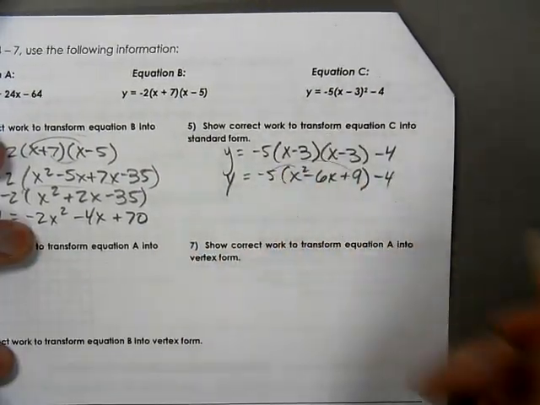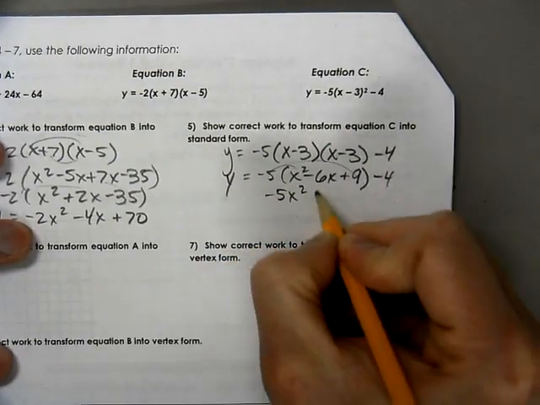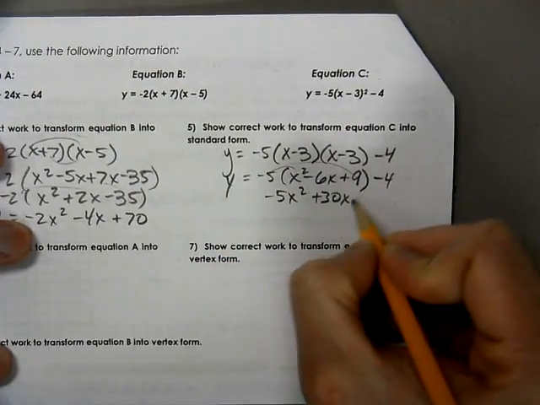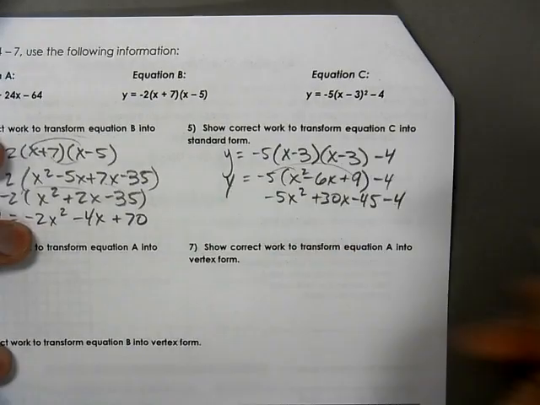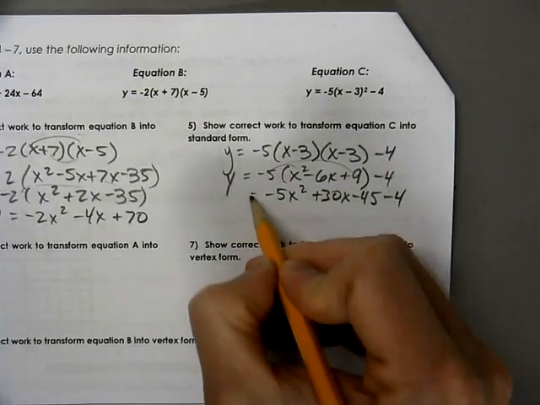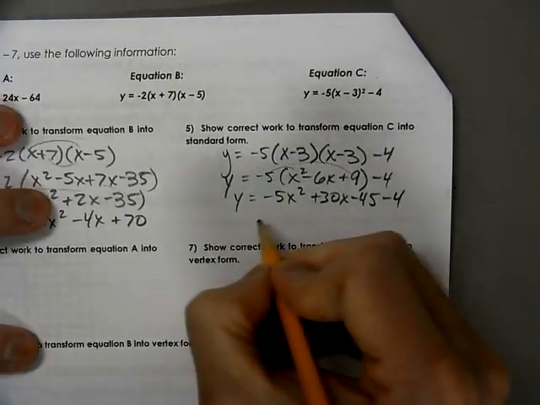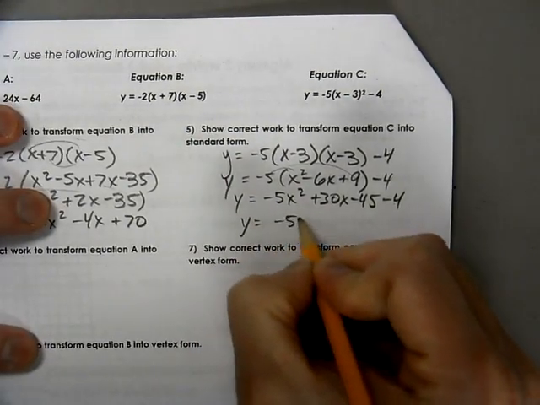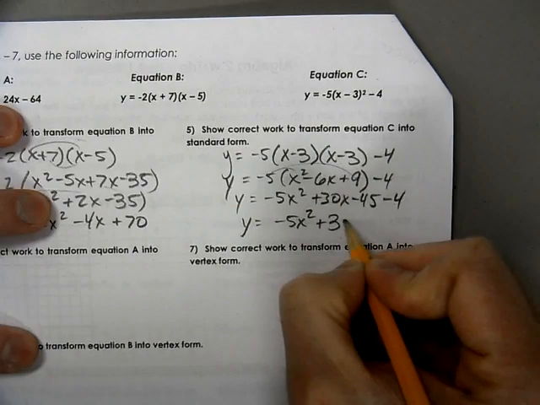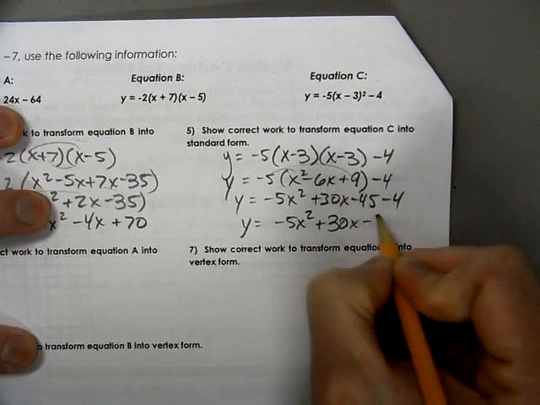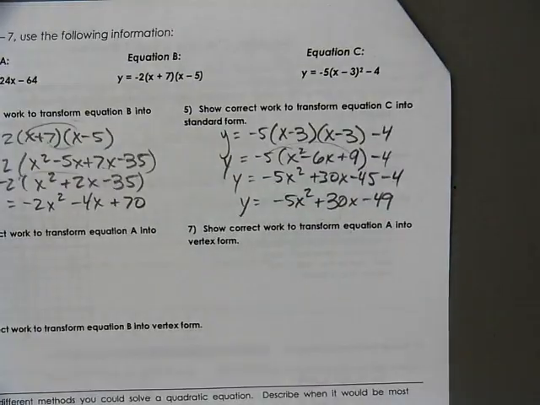Now we have to distribute the -5 through. Now there's no need for parentheses because nothing's happening to that group of values. So our final answer has a C value of -49.